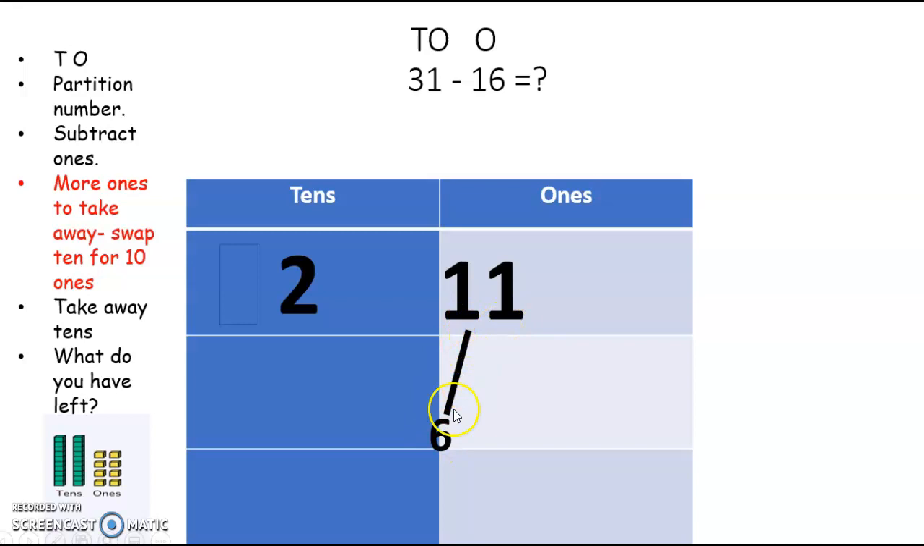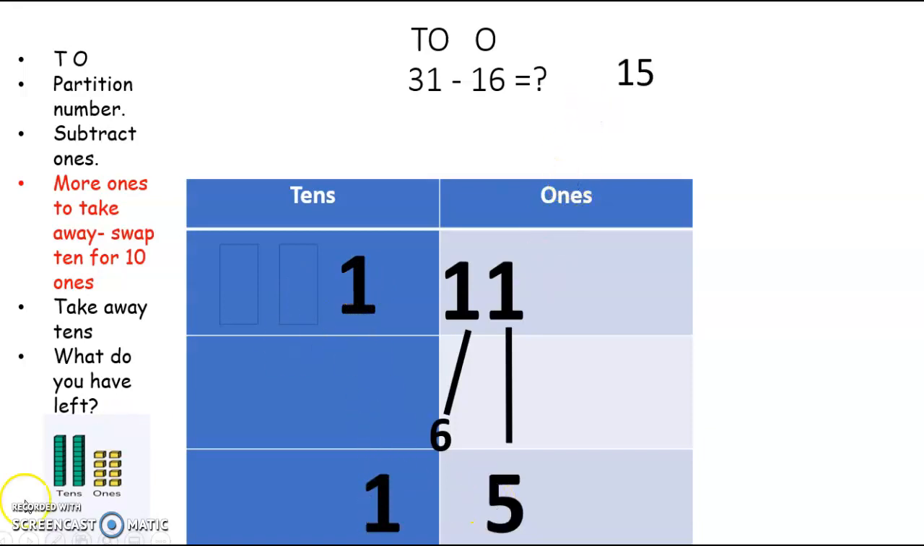How many do we have left over from 11? 6 add 5 equals 11. So we've got 5 ones left over. Now we've still got to take away a 10. So we had 2 tens, taking it away, 1 10 left. 1 10 and 5 ones equals 15.